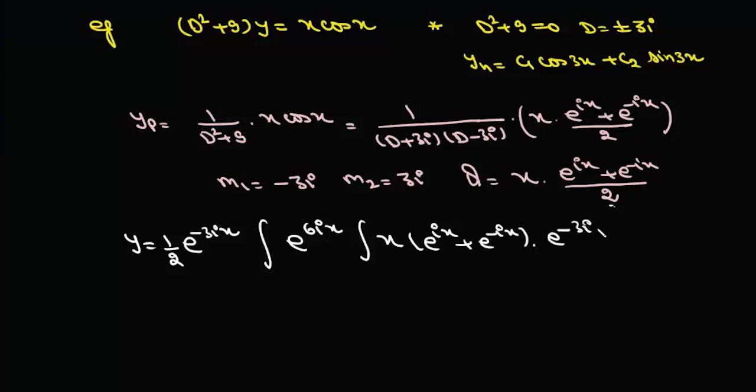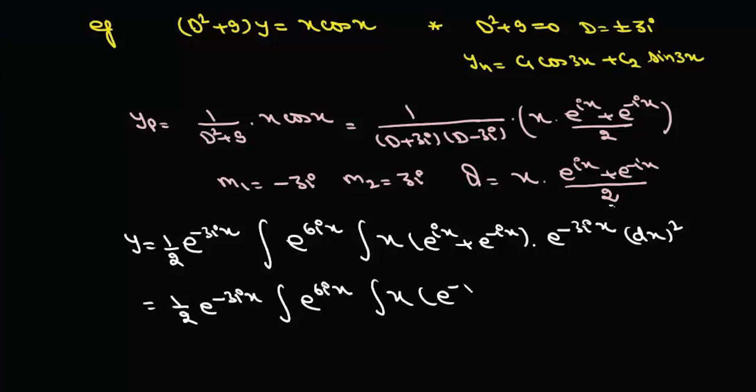So there will be e to the power minus 3 iota x dx square. Now we can write this as 1 by 2 e to the power minus 3 iota x integral of e to the power 6 iota x, integral of x into e to the power minus 2 iota x plus e to the power minus 4 iota x into dx square. Now we'll solve it using by parts.